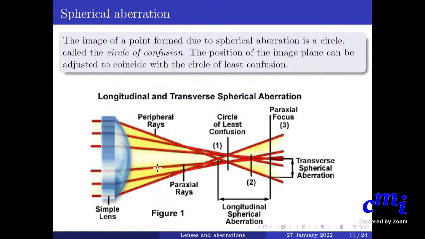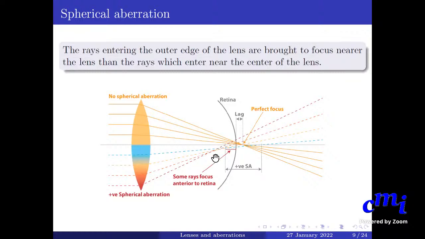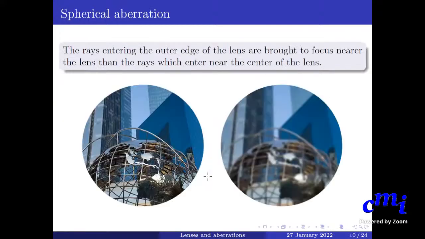So there are a few details to be looked at in spherical aberration. There can be longitudinal and transverse spherical aberration, which means you can measure the blur vertically or horizontally. Okay, so that's longitudinal or transverse, and between this point and this point is what is called the circle of least confusion.